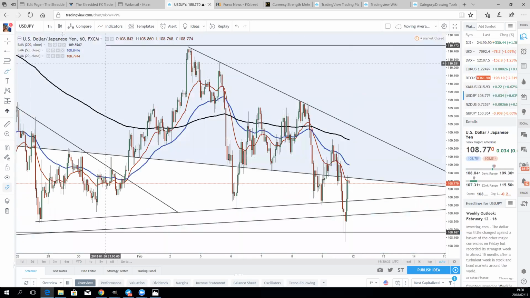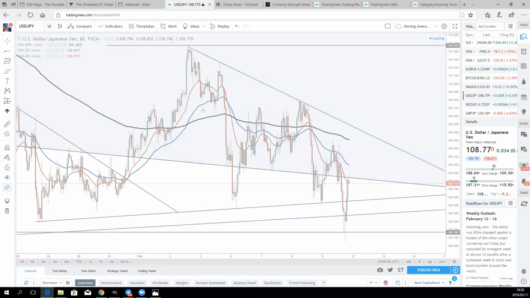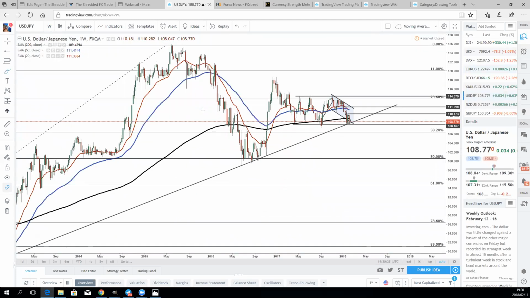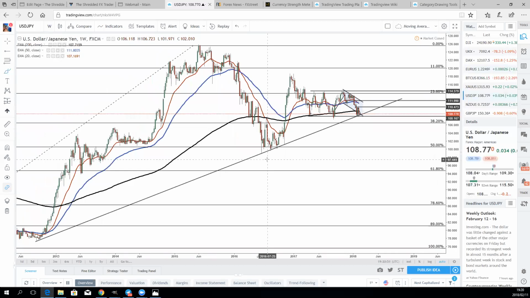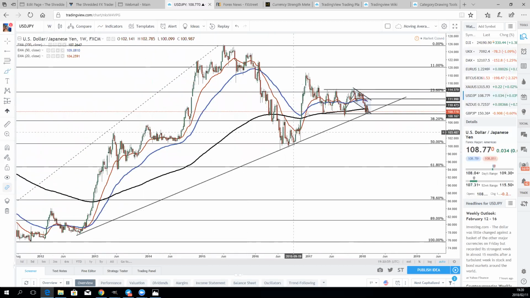USD JPY. Okay, let me go back out to weekly. You can have a look at exactly how the structure of this is playing out. You can see we're in a massive uptrend for a few years. We came down, had a bit of a W formation for a reversal on the trend line. You can see we're in a massive uptrend. We've now hit a bit of consolidation here. We're back onto support here.